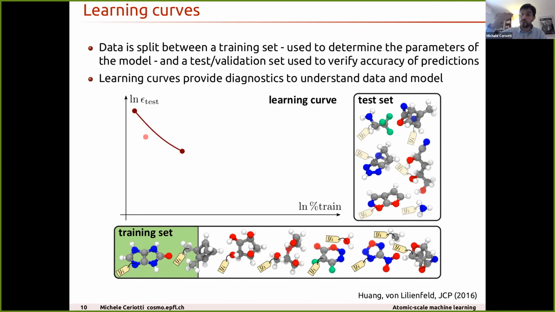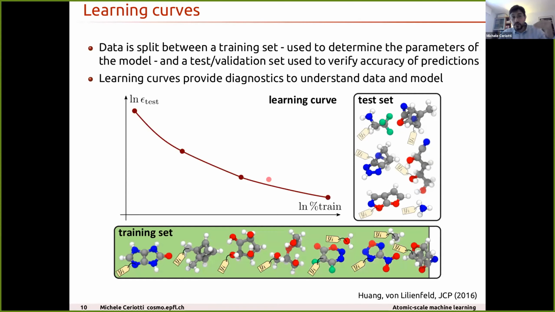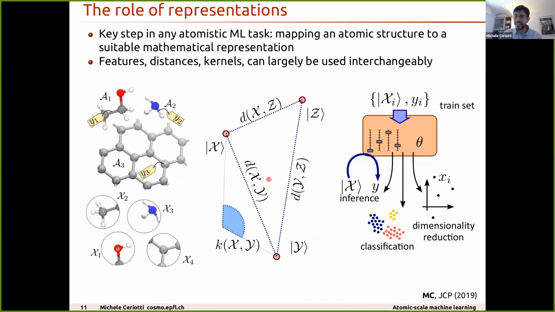So this is the error that the model makes when it does a prediction on a structure it has never seen before. So if you repeat the exercise of training the model and testing it on a validation set, what you obtain is a curve that ideally should go down, and in particular the slope of this curve, the learning rate, indicates how efficient your model is in translating additional information to a lower error in making a prediction on a new structure. I mentioned that I will not present particularly sophisticated models, and the reason is that I believe that there is a crucial ingredient in the application of machine learning to atomic scale systems, which is the problem of representation.